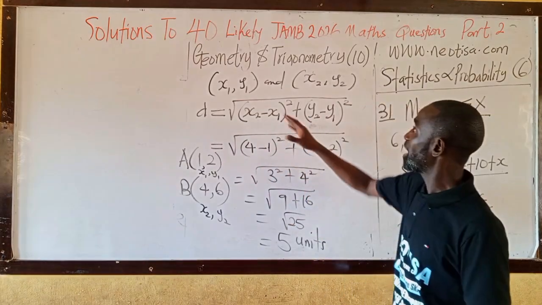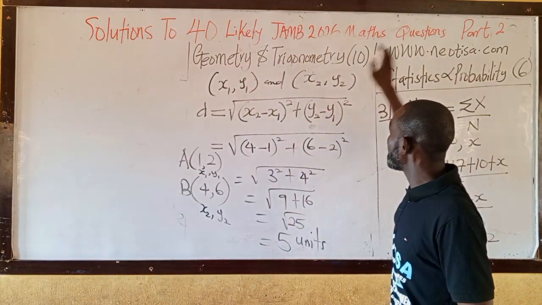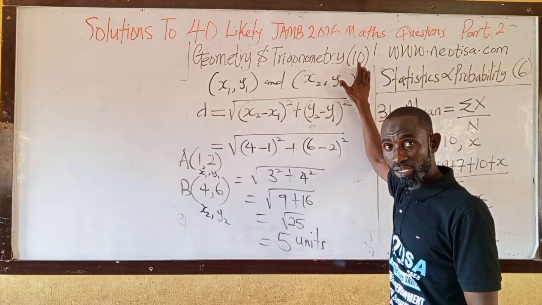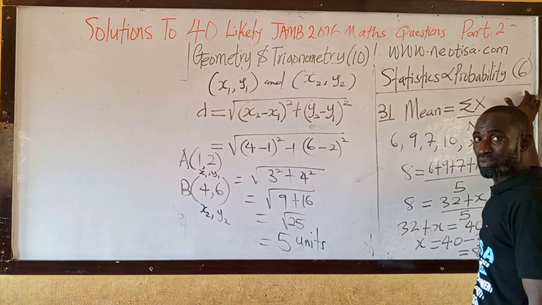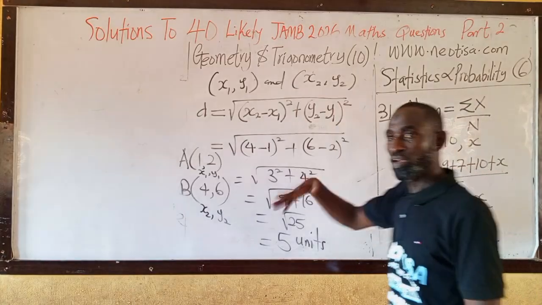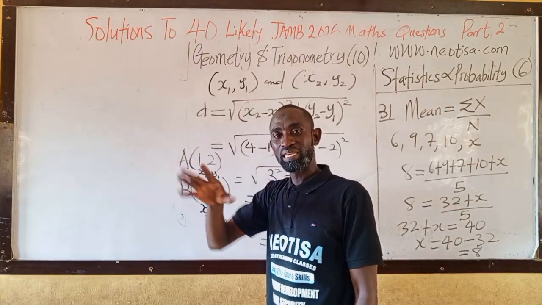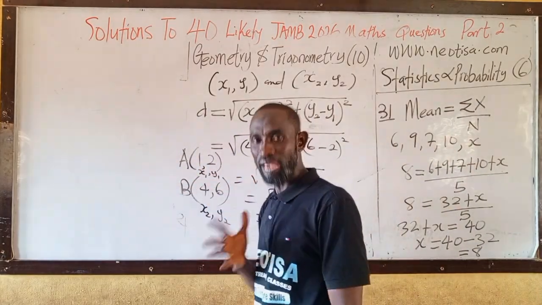So questions under geometry and trigonometry came out 10 out of the 10 years. Questions under statistics and probability came out 6 times out of the 10 years. Then the first one, algebra, came out 12 times out of 10 years.